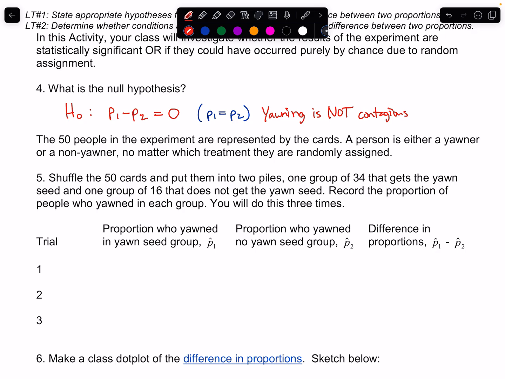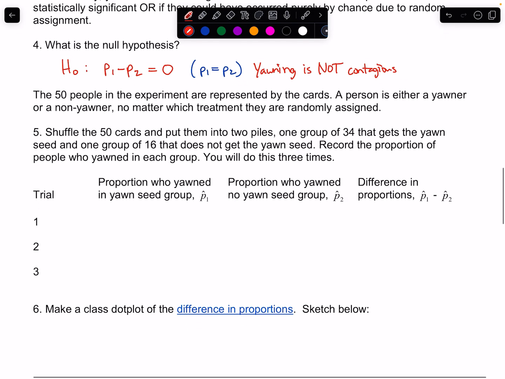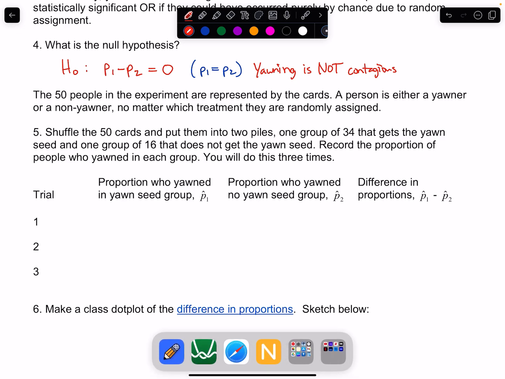Step 5 says shuffle the 50 cards and put them into 2 piles. One group of 34 that gets the yawn seed, so somebody walks in with them, yawns, and then walks out. And then a group of 16 that does not get the yawn seed. Record the proportion of people who yawned, specifically the ones who did yawn. And then we're going to do this 3 times. So hopefully this part won't take super long, but basically here's what we're going to do.